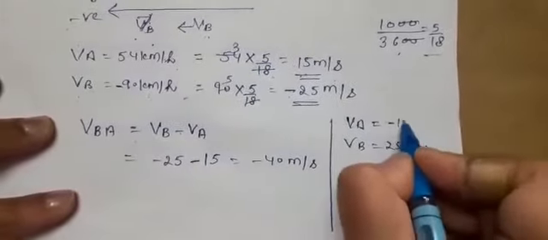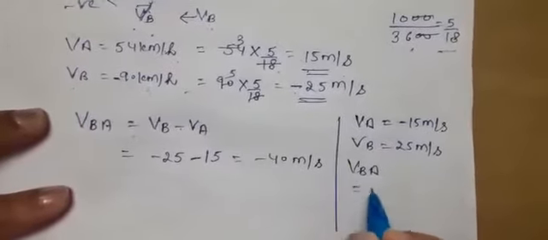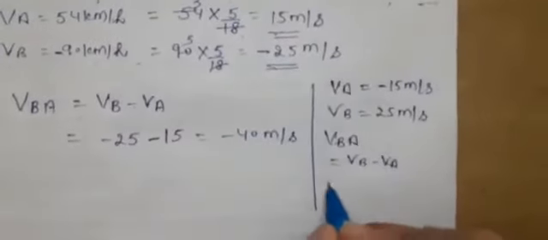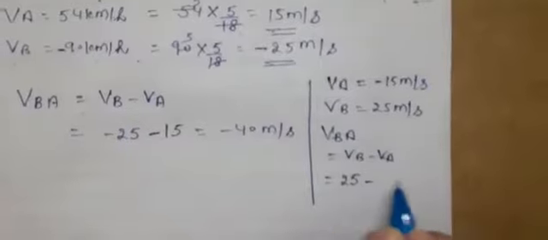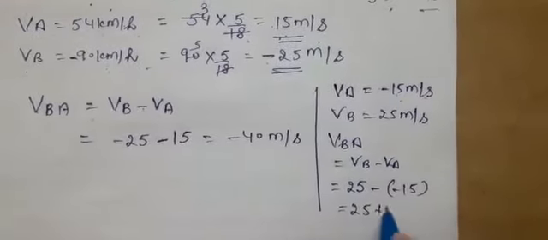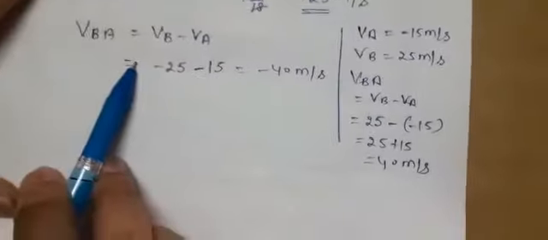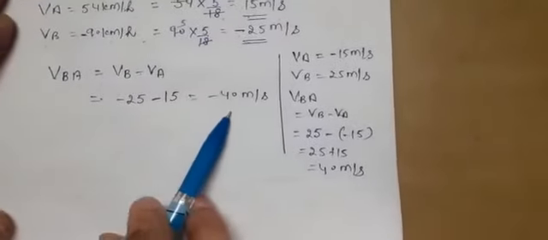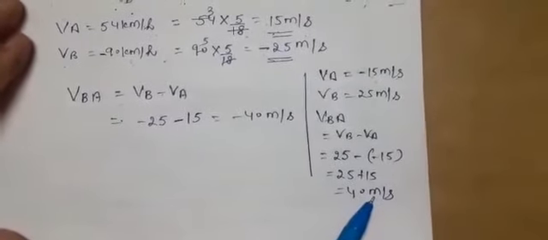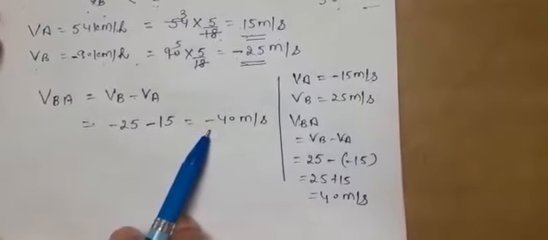So VA will be minus 15 meter per second. So VBA will be VB minus VA. VB is 25 and VA is now minus 15, so this is 40 meter per second. See the difference between this step and the previous step. Basically the numerical value is the same. We have obtained the relative velocity as the sum of the individual values, but there is a difference of negative sign. That depends upon the convention we have chosen.